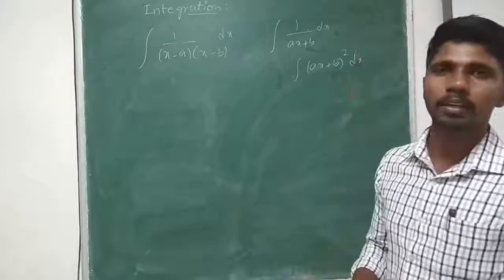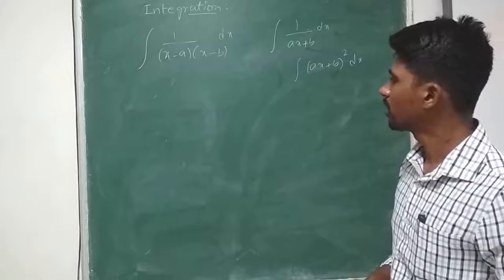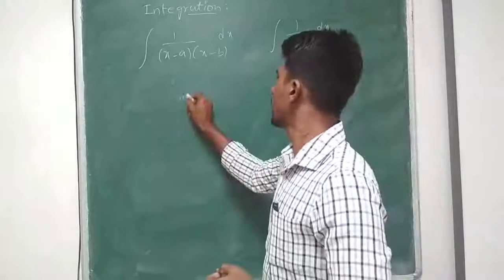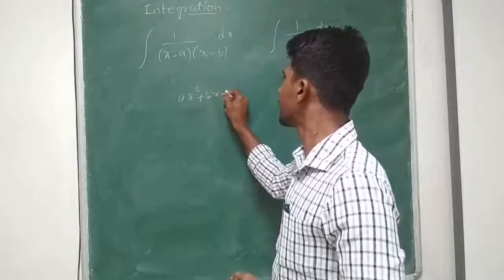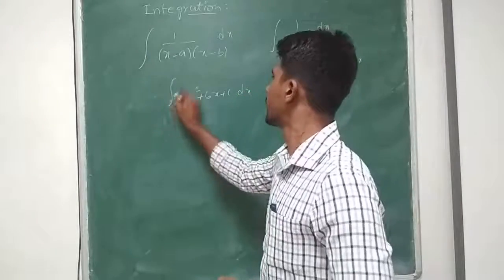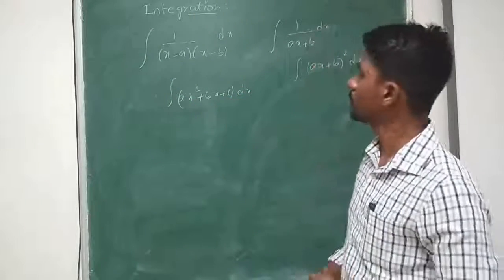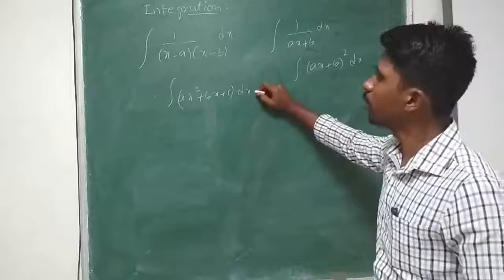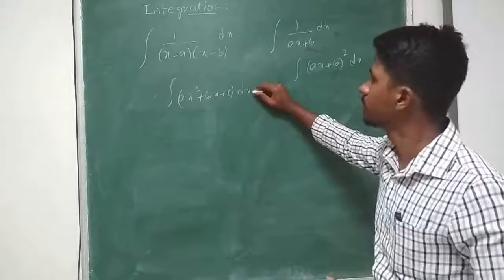If the particular problems are in the form like 1 by ax square plus bx plus c dx, what happens if the problems are in this way? How to evaluate these integrals?